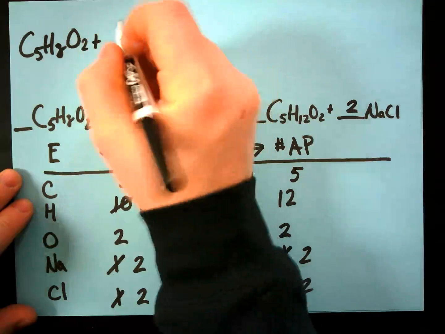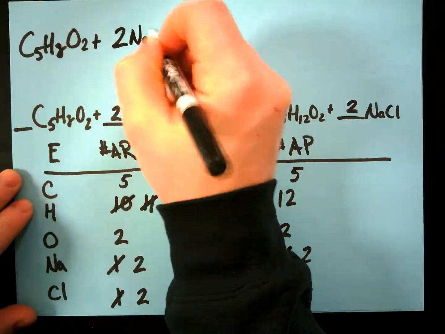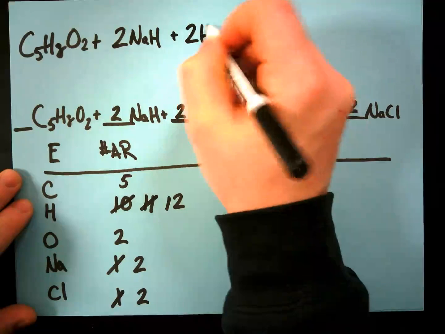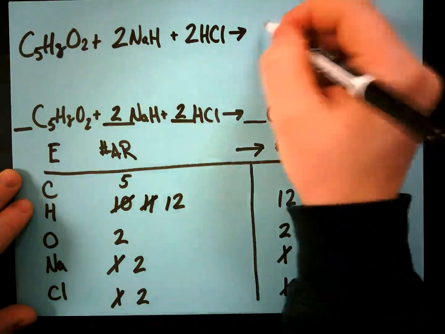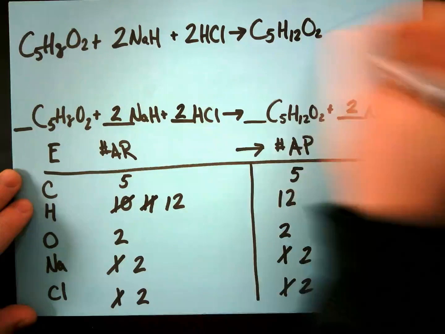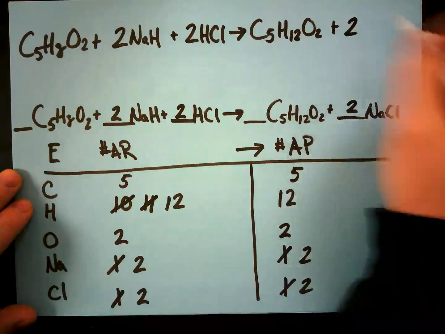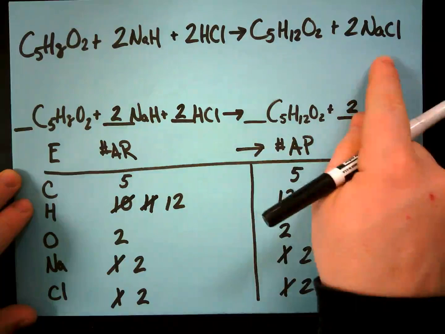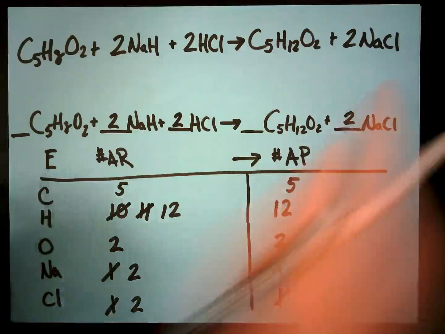C5H8O2 reacts with 2 NaH plus 2 hydrochloric acid yields just 1 molecule of the C5H12O2 and then 2 formula units of sodium chloride. And I would have my full balanced equation all ready to go.